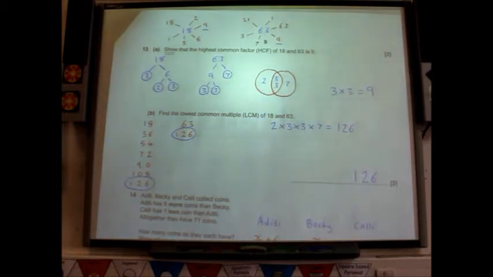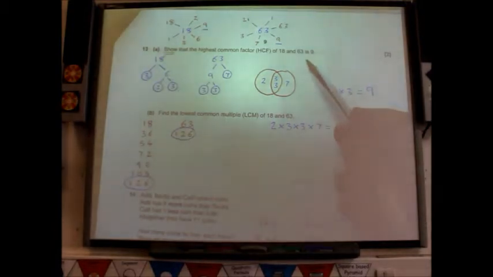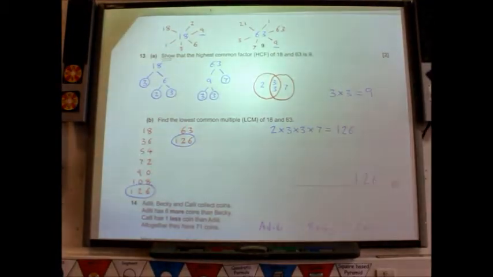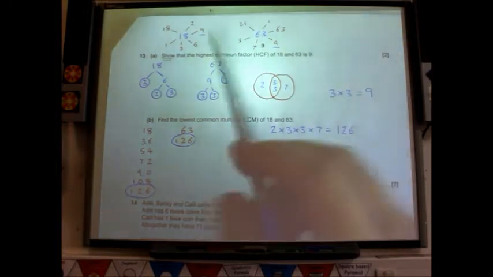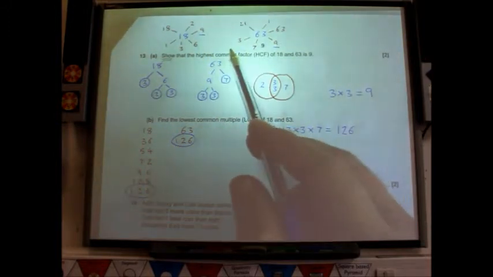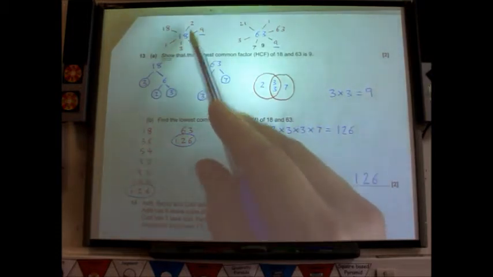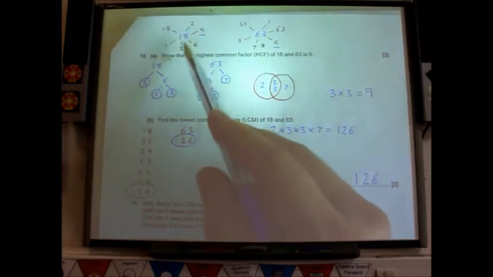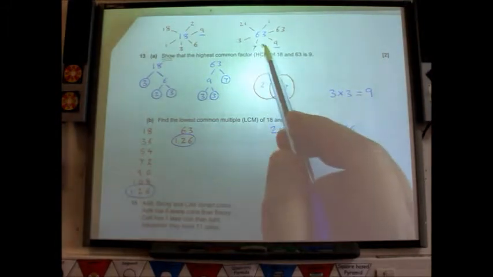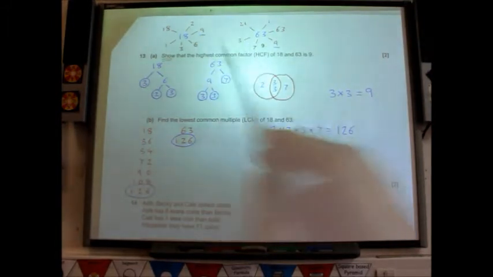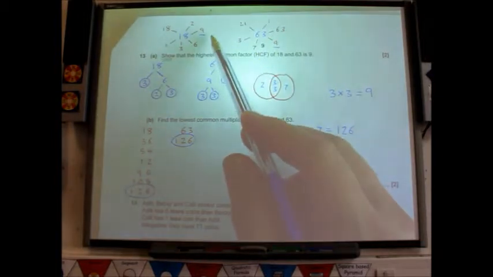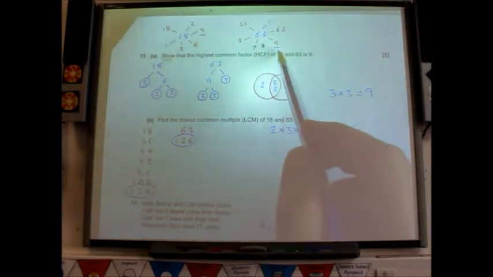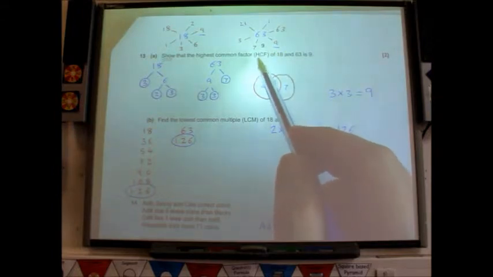Question 13. Show that the highest common factor of 18 and 63 is 9. There's 2 ways of doing this. Well, there's lots of ways, but these are the 2 that I want to talk about. Now, the mark scheme says you will get the 2 marks if you correctly list all the factors of 18 and all the factors of 63, which I believe I've done here. Don't think I've missed any out. And then you can clearly show that 9 is common in both, and it is the highest one, hence it is the highest common factor.